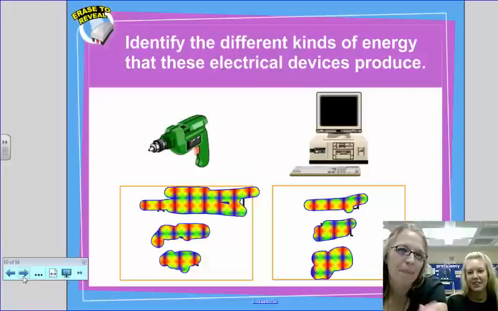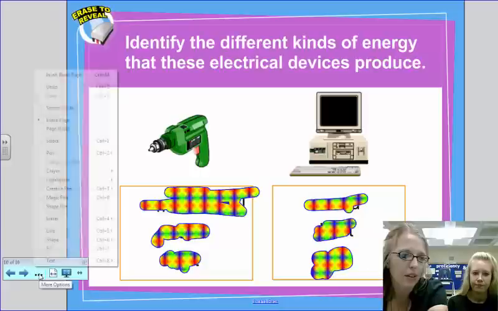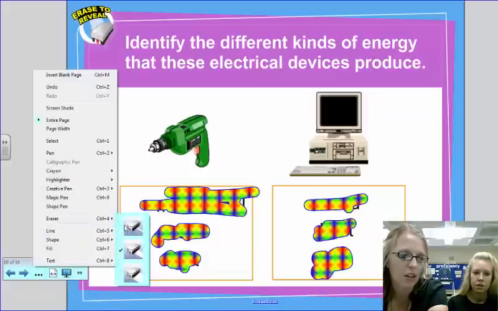Okay, we're almost done. Identify the different kinds of energy that these electrical devices produce. So you got a drill. And this is a drill you find in your parents' shed or garage. And then you have a really old picture of a computer. This is what they used to look like back in the day. So what do they make? They take electricity and each of them produces 3 different things. Let me grab my eraser. Let's get the big one.